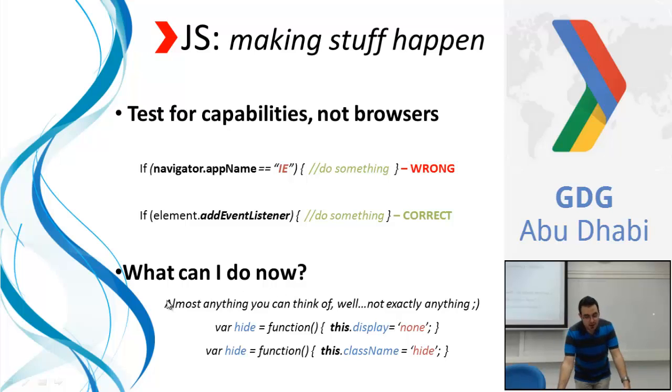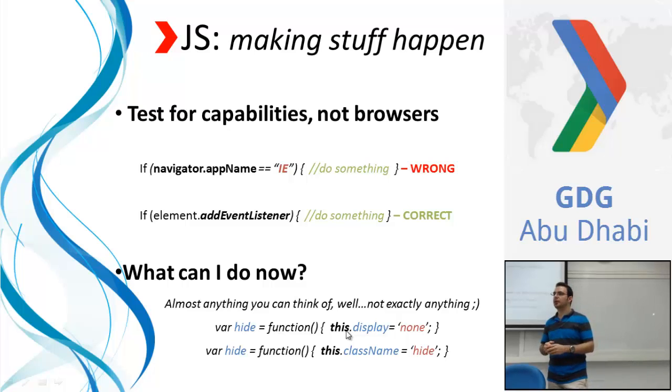So now what can you do? You can do pretty much anything. You can define functions like hide and simply tell this.style.display equal none, which will hide this. Can anyone tell me why here we're saying this? Okay, what is it referring to?